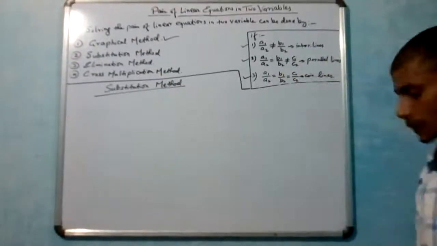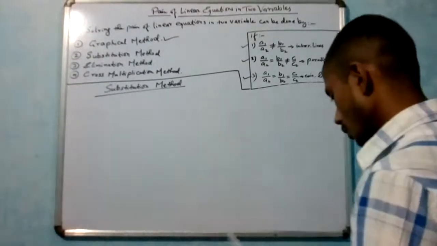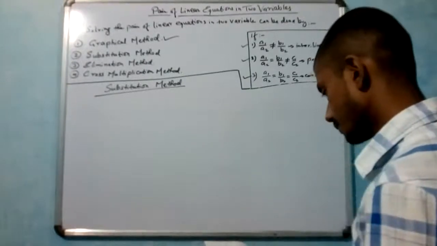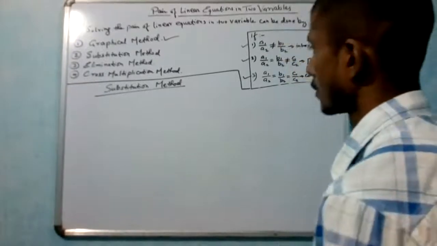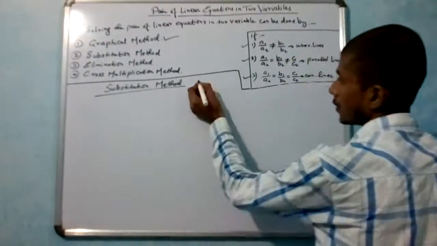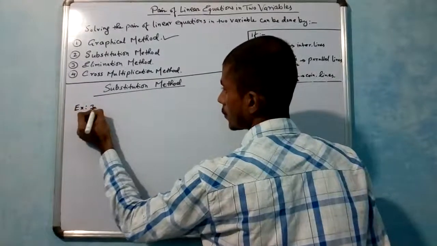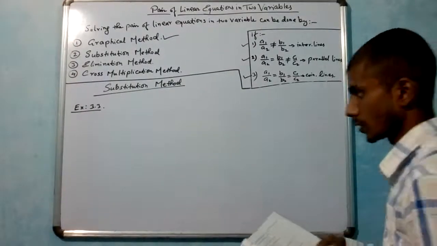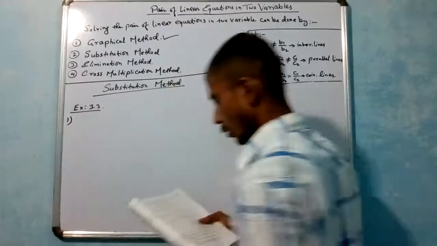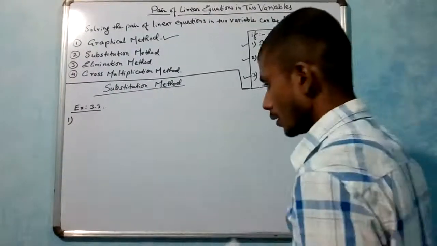Okay. So in this algebraic we have one exercise. Exercise 3.3 is completely based on substitution method. Okay. Exercise 3.3. Fine. The first one. Solve the following pair of linear equations by the substitution method.